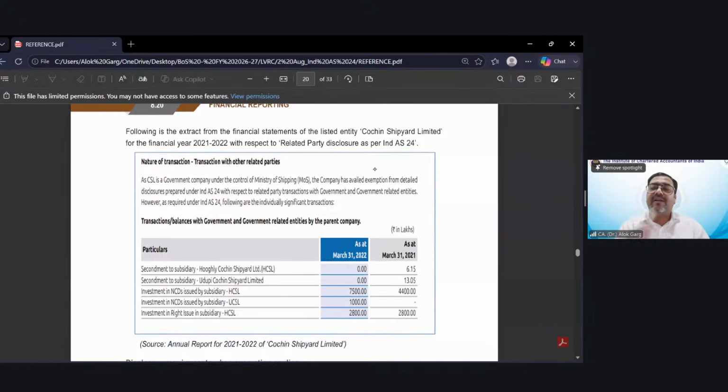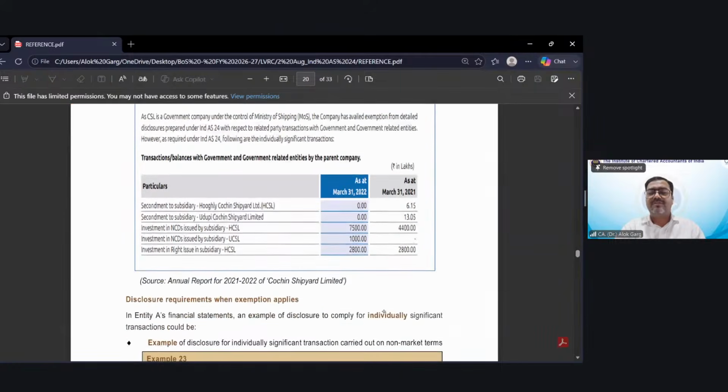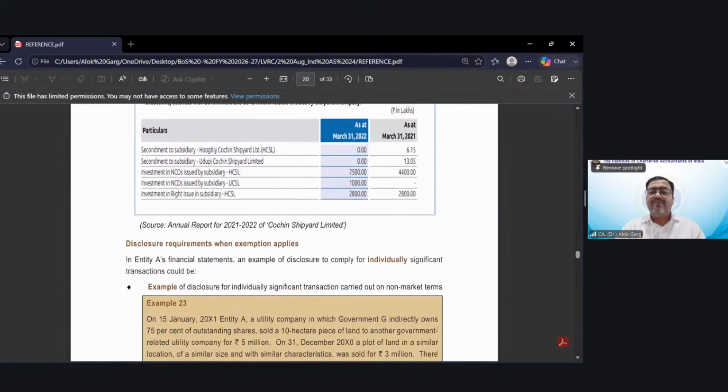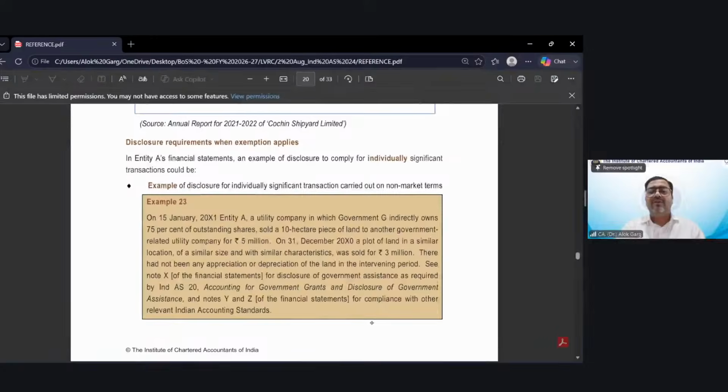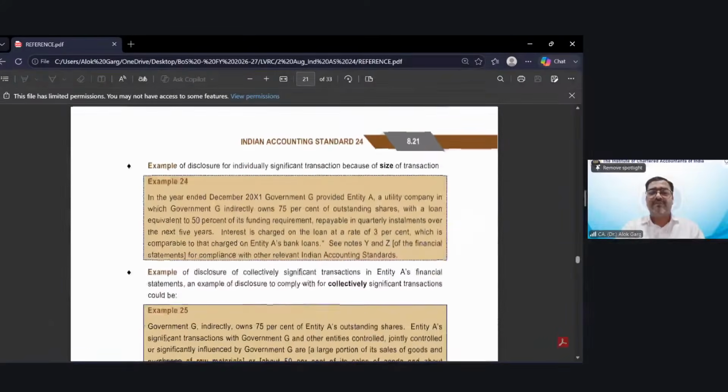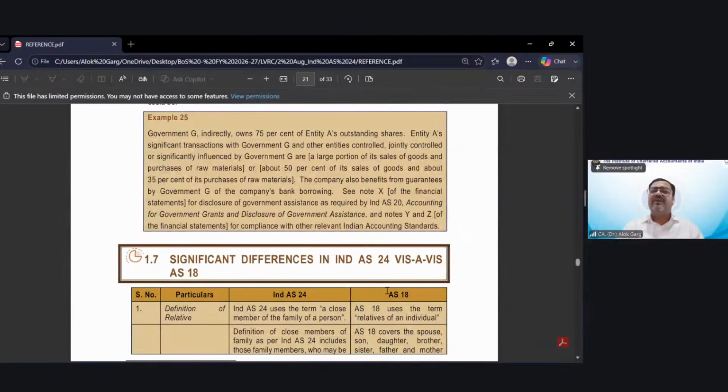So the transactions which are not in the ordinary course of the business, the transactions which are significant individually, they have given the disclosure of only those transactions. So this is about the government entity disclosures.